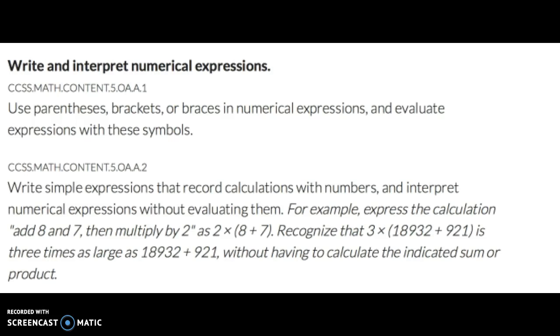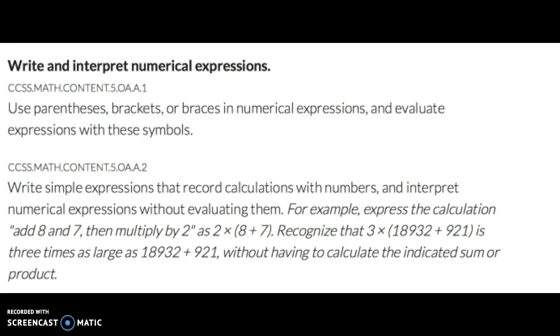For our work with order of operations, we are going to be covering two standards that fall under the larger concept of write and interpret numerical expressions. All of our lessons for this unit have really embodied these two standards, but order of operations work has a more focused lens on these two standards.